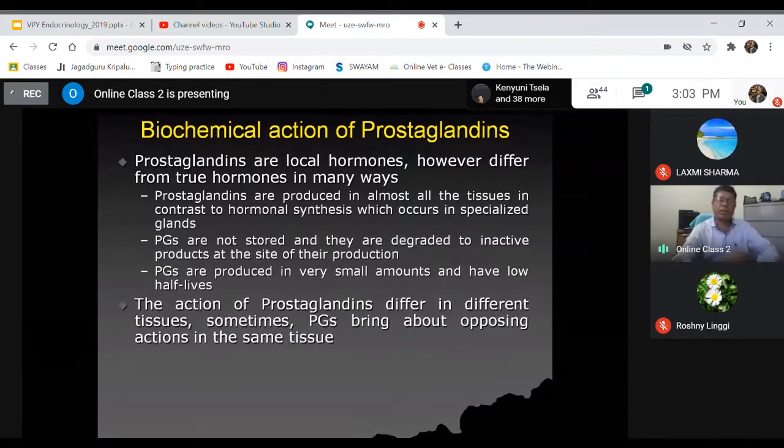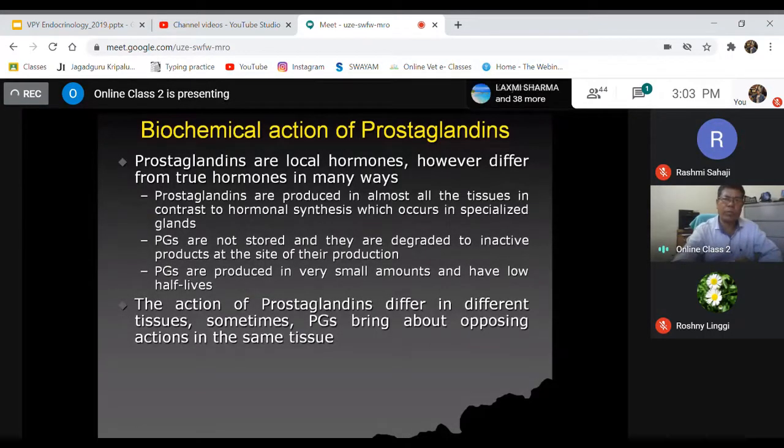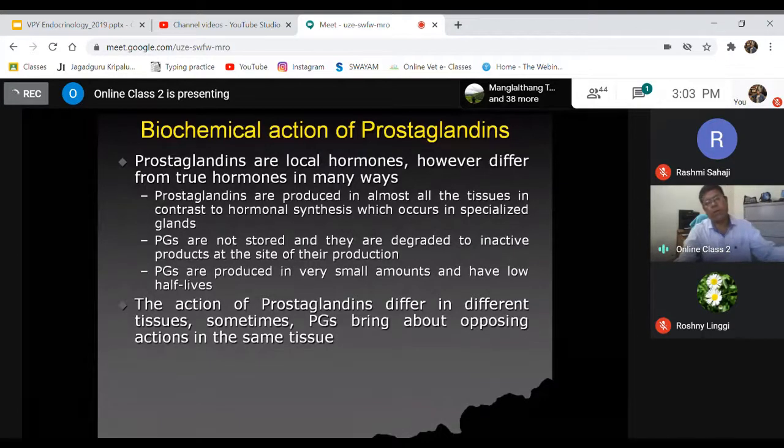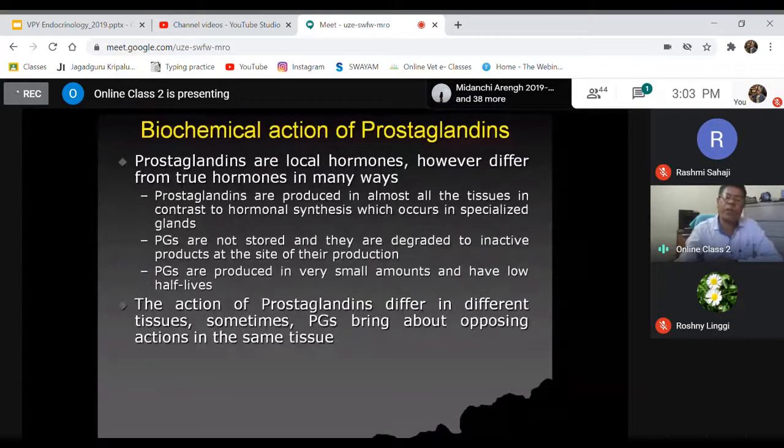The action of the prostaglandins differs in different tissues. This is not the case with normal hormones, which go to a specific site and perform their function. But the prostaglandins differ in different tissues. In one tissue it will have one effect, and in another tissue it will have another effect. Sometimes the prostaglandins bring about opposite actions in the same tissue; in the same tissue they may have antagonistic effects.